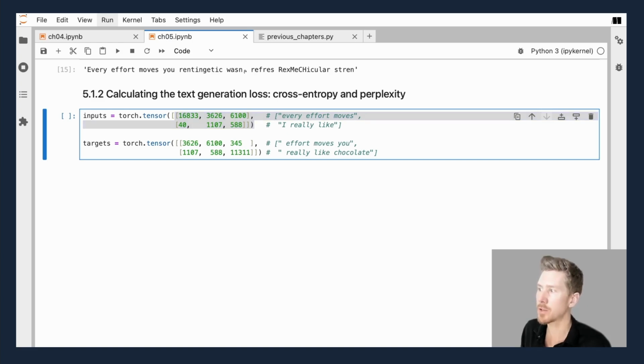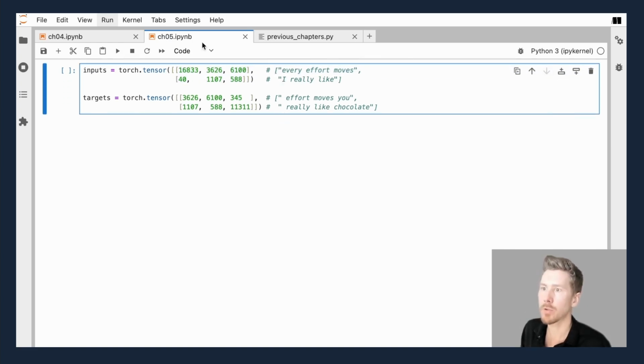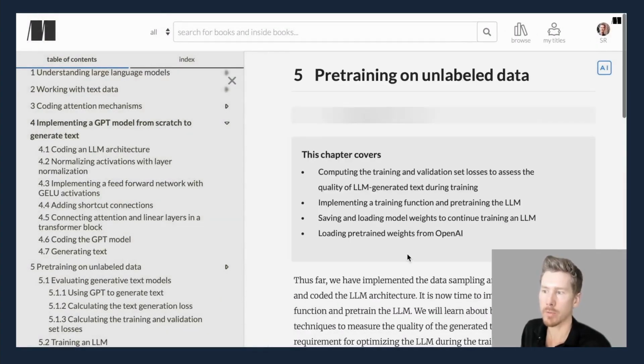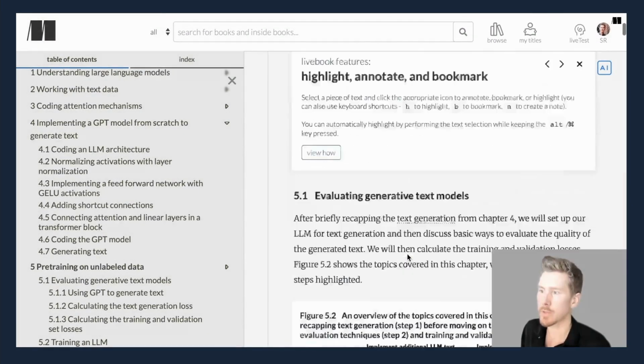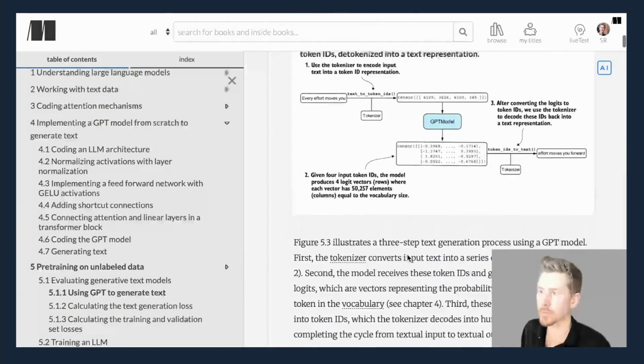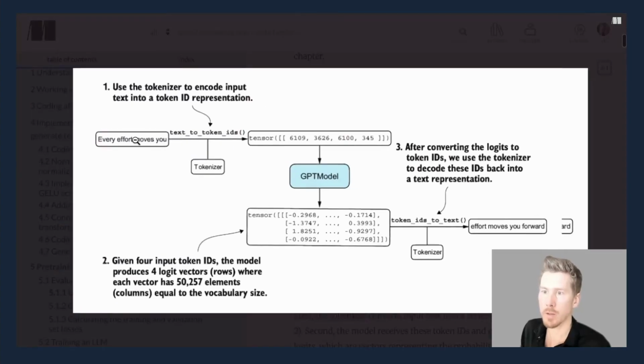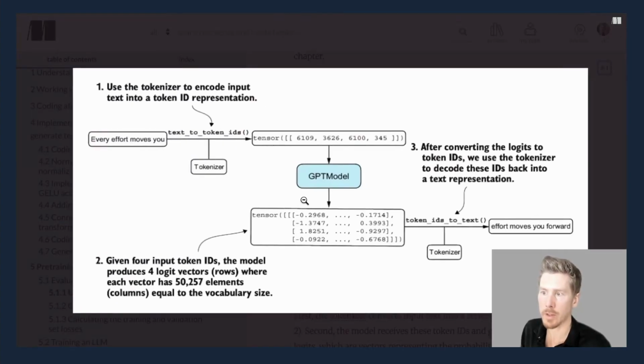Now let's generate the logits. What we're doing now is generating these outputs here, the logits. I can also show you the figure we looked at earlier in the previous section. Here we have the input text converted into tokens, and then we generate this output tensor, these logits.